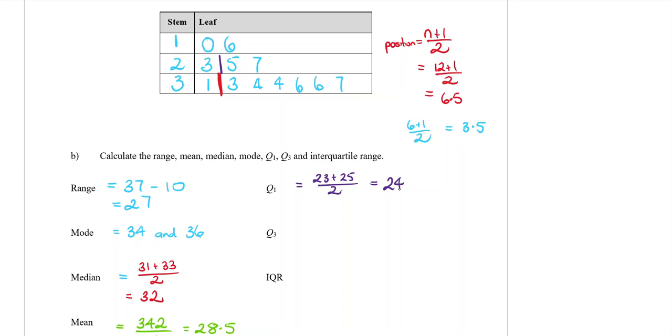Now for the upper end, we normally count backwards. So I'm going to count from the end to find 3 or 4 going backward. 1, 2, 3, and 4 would be between 34 and 36. So I'm going to add those together. 34 plus 36 divided by 2. What will that equal?